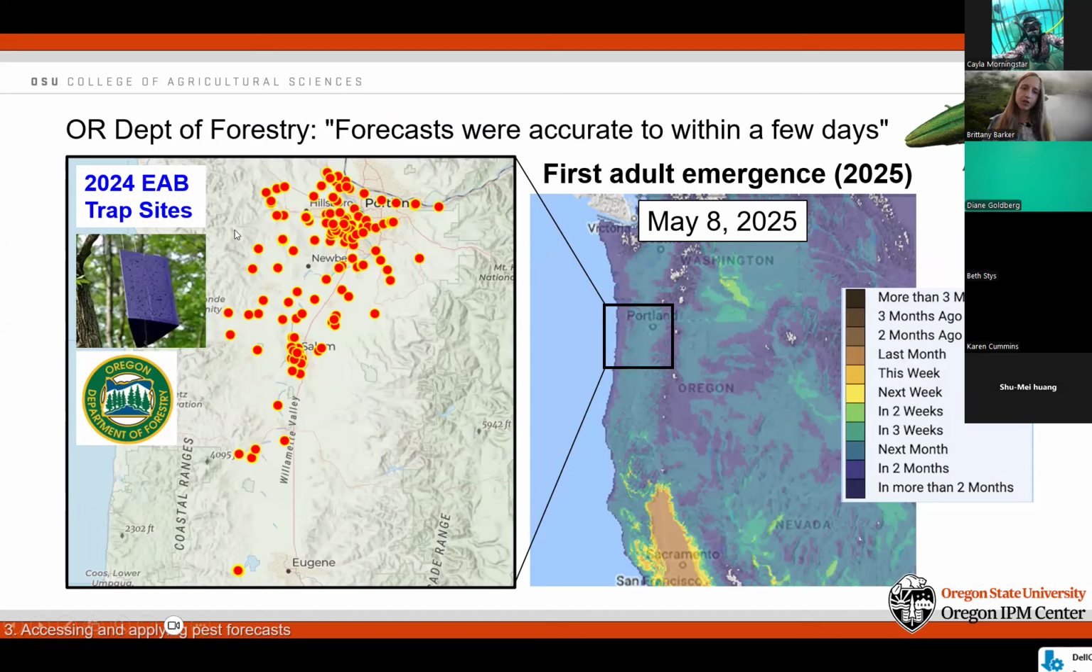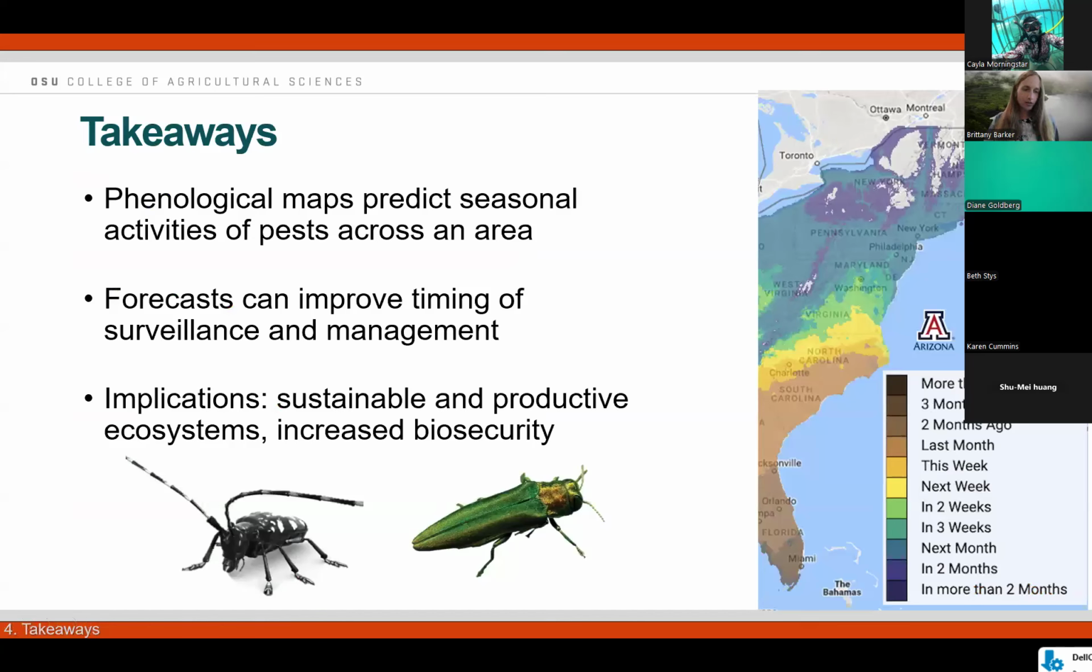This map right here is showing our 2024 trapping network, or the Oregon Department of Forestry's trapping network, compared to the forecast for this year for that pheno forecast. Okay, so takeaways of my talk today.